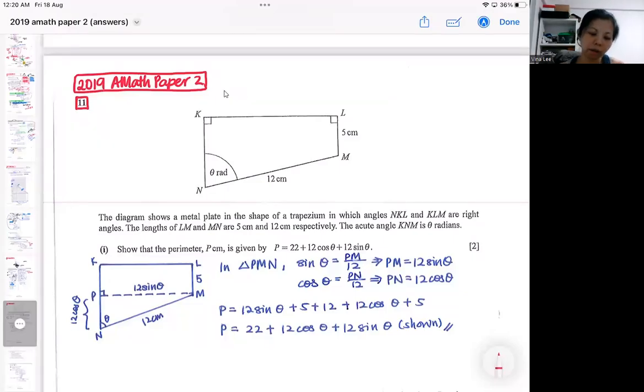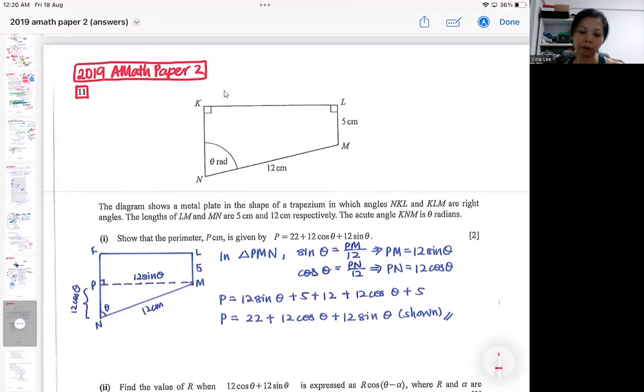This question is quite long. It's a question that tests you on R formula, but it added in some double angle and also differentiation. The differentiation component will be the maximum minimum. So for the first part, you are given a diagram and your job is to investigate the parameter.